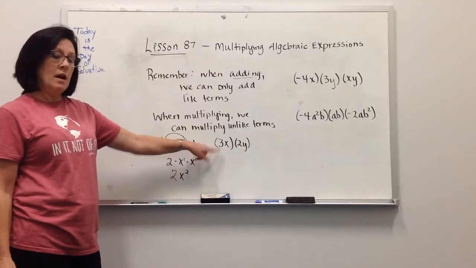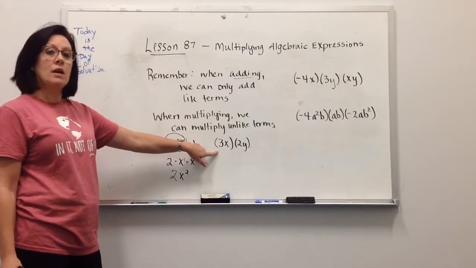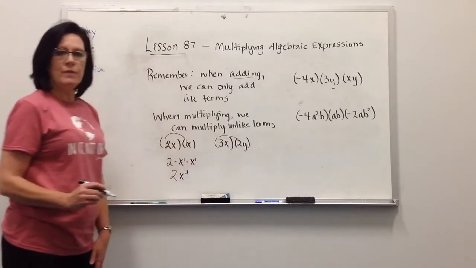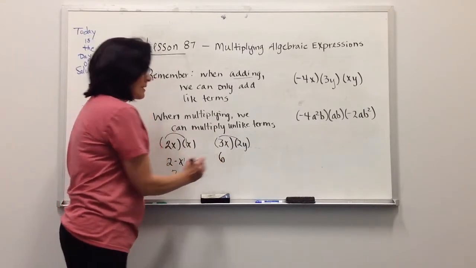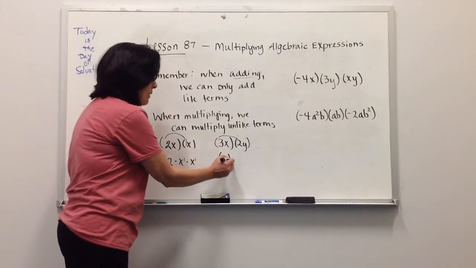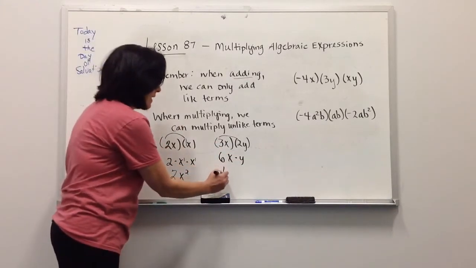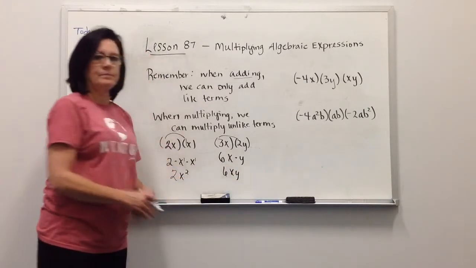So here's one. These are like terms. These terms are not alike, but I can use the same process to multiply them. 3 times 2, that's my constant. 3 times 2 is 6. Then I'm going to multiply x times y. So we simplify that by writing that as 6xy.